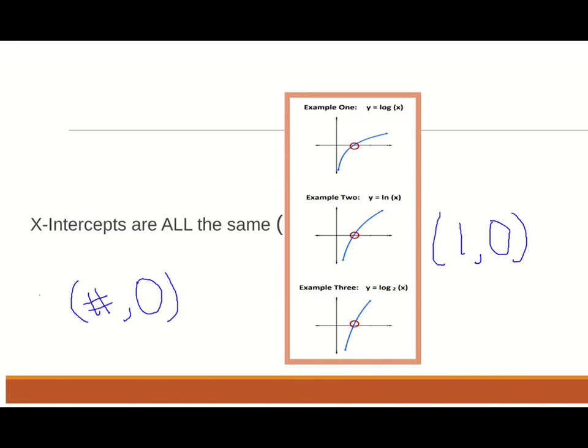If you guessed that all the x-intercepts were the same, or that you saw that they seem to all have the same point on the x-intercept, you would be correct. Remember, with x-intercept, the one thing we always know is that the y value is always 0. The x has a number, but the y value is always 0. So on all three of these examples, they all had the exact same point, 1, 0, and that's the x-intercept.